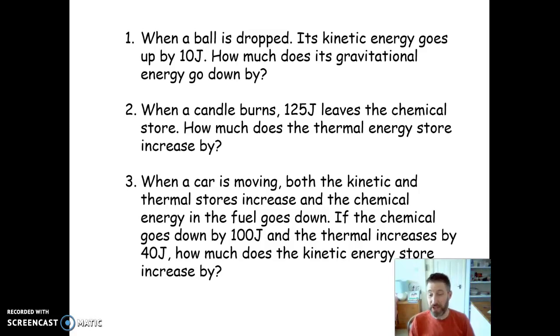Now, in reality, that's probably not the right answer, because some of the energy of the car will be coming off as sound energy, and you'll be able to hear a car going past. So the answer should be 60 joules, but it's probably slightly less than that.